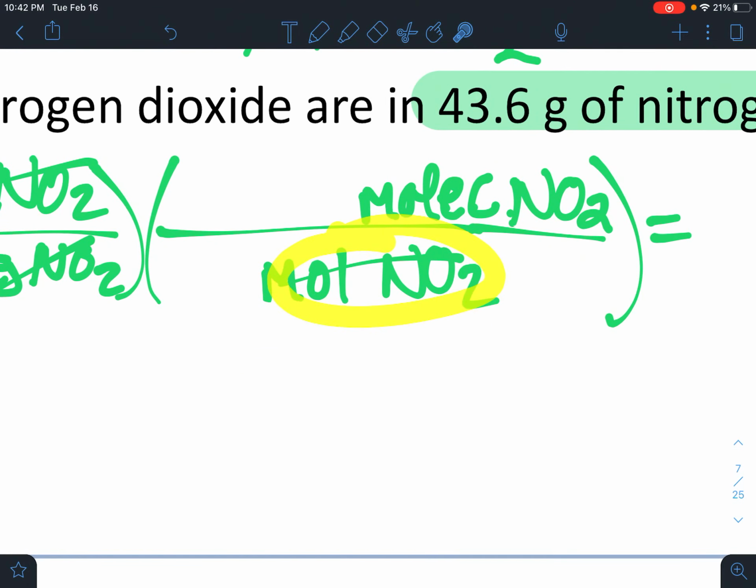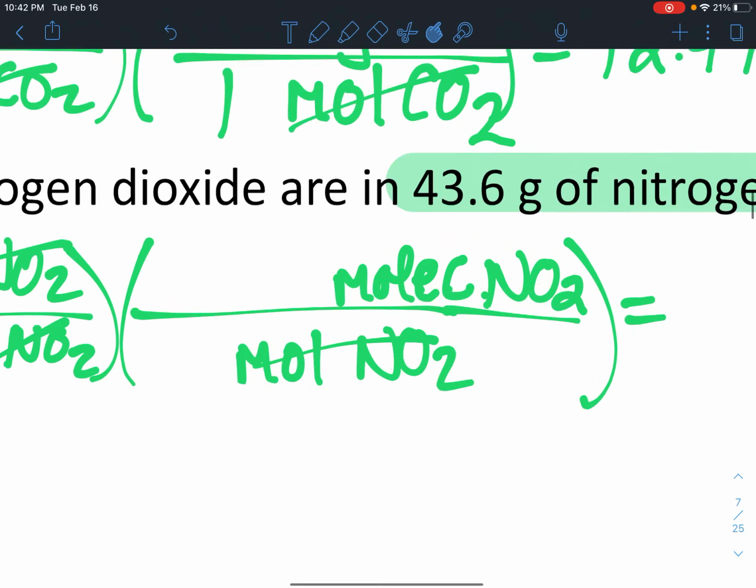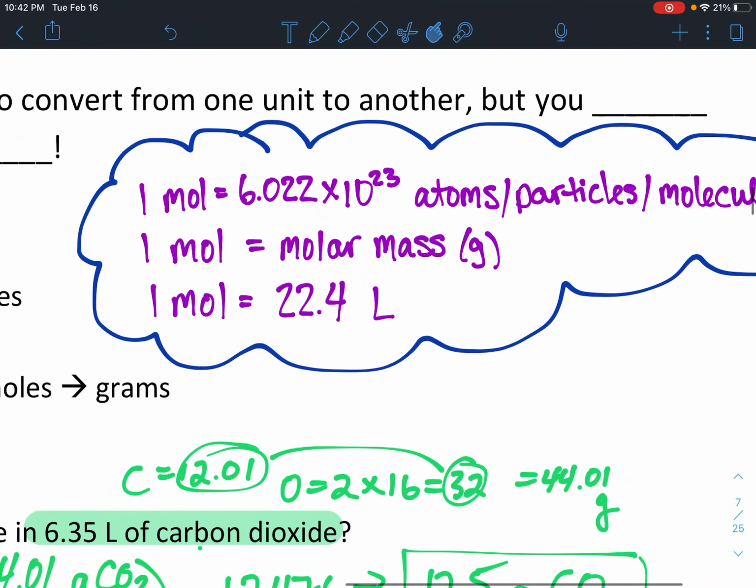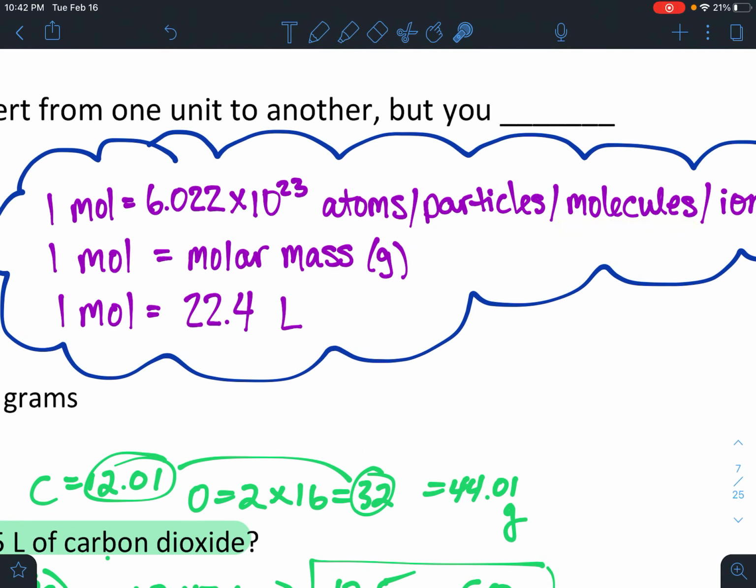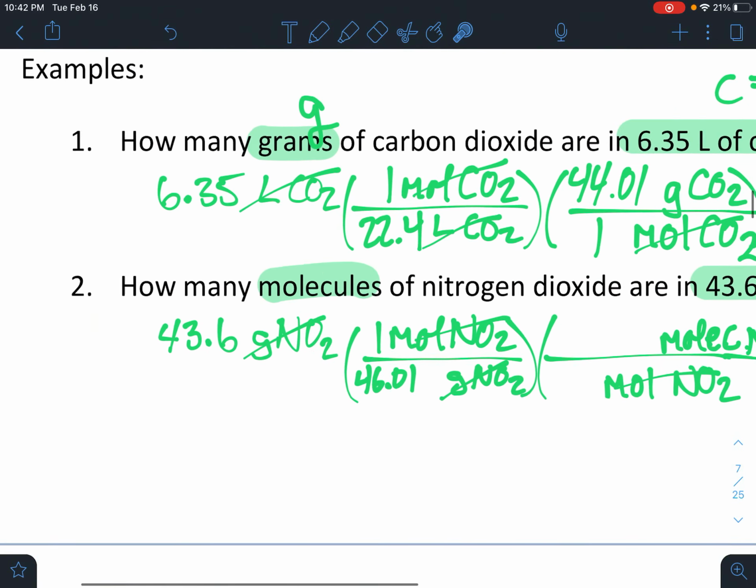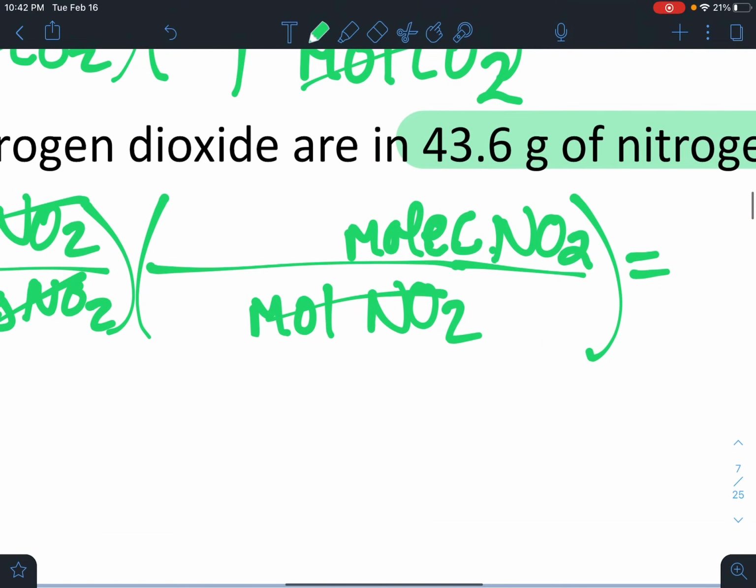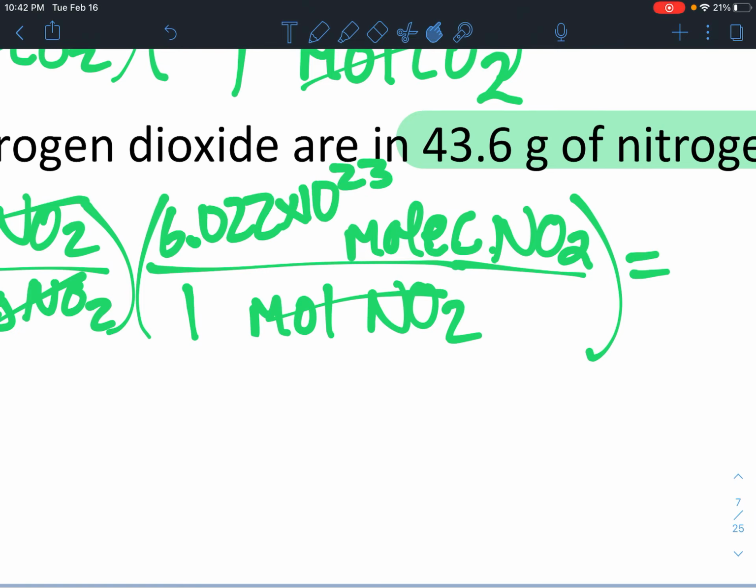And then over here, we have the unit mole and the unit molecule. So if you look back to our equivalence ratios, wherever we see the unit molecule, that's the equivalence ratio we use. So here we have 1 mole is equal to 6.022 times 10 to the 23rd molecules. So that's what we put into this conversion factor. So we put 1 next to mole and then 6.022 times 10 to the 23rd molecules.